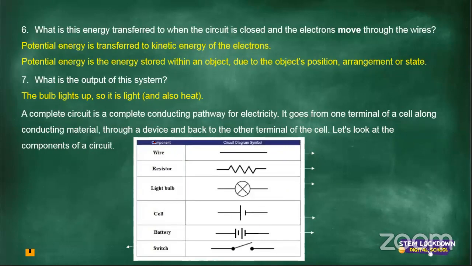Okay, so now what I have here in the diagram below are the components of a circuit. So a complete circuit is a complete conducting pathway of electricity. So know this, a complete circuit is a complete conducting pathway of electricity. It goes from one terminal of cell along the conducting material through a device and back to the cell, which is the battery.